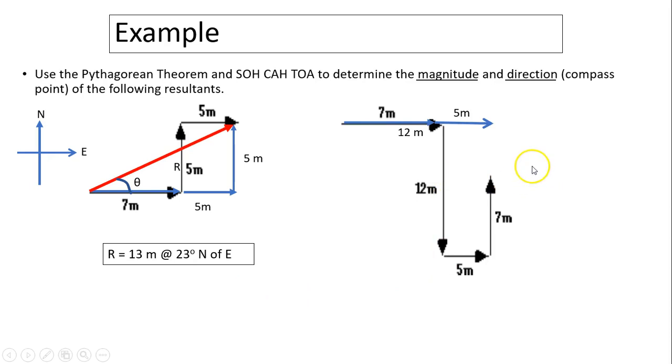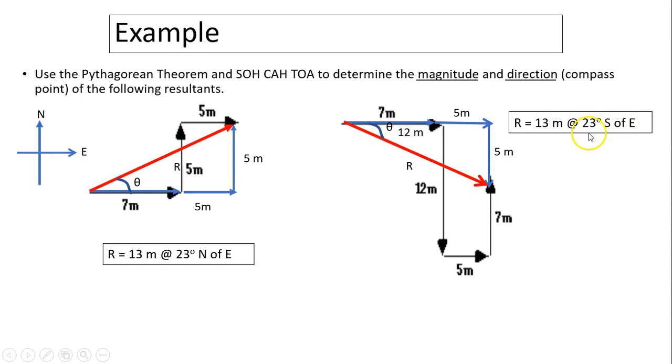Take a look at this, which is the same thing. 7 plus 5, all the horizontals together, and the vertical in this case is downward at 5 meters, because it's -12 plus 7, so you have -5. Here is the resultant. Same thing, 5 squared plus 12 squared gives 13, and here is your angle. It's the same angle, 23 degrees, except you are going to the south from the east. So it's 23 degrees south of east.